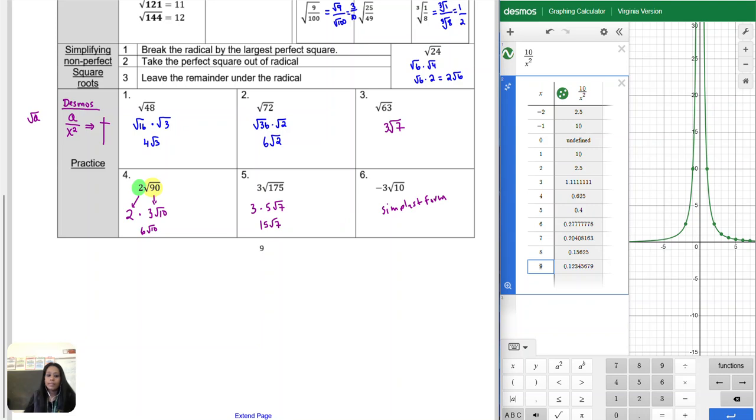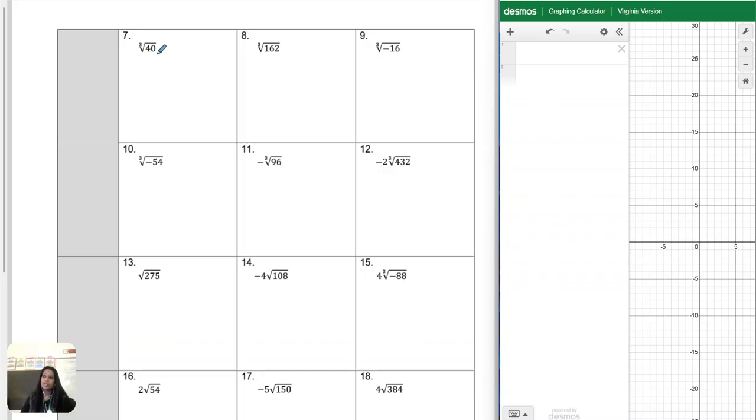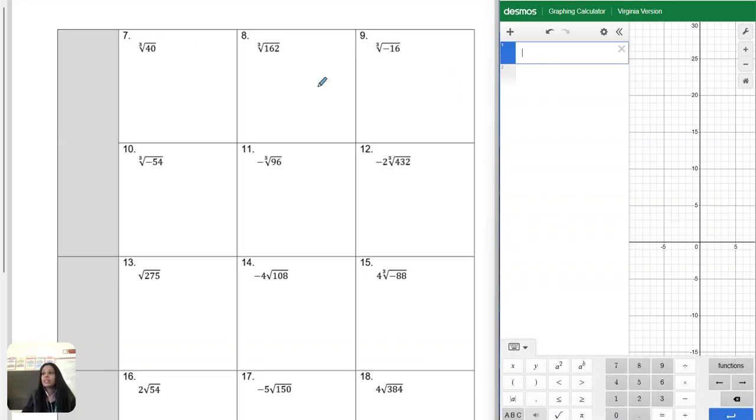So let me quickly show you the same process for cube roots now, okay? Same process, except when you're doing cube roots, when you see the 3 up top, the process changes a little bit. So I'll go ahead and write the Desmos part right here.